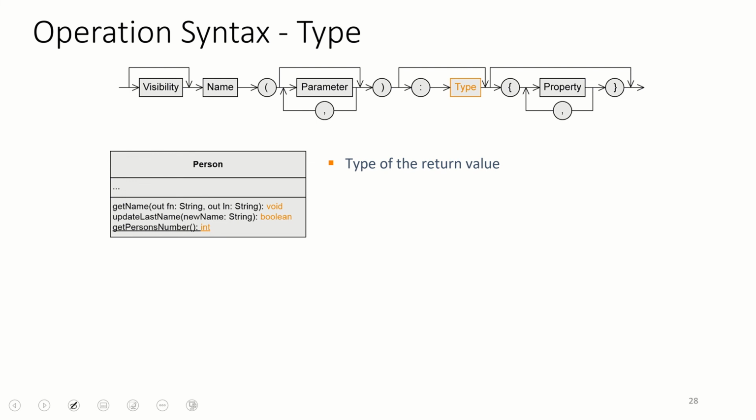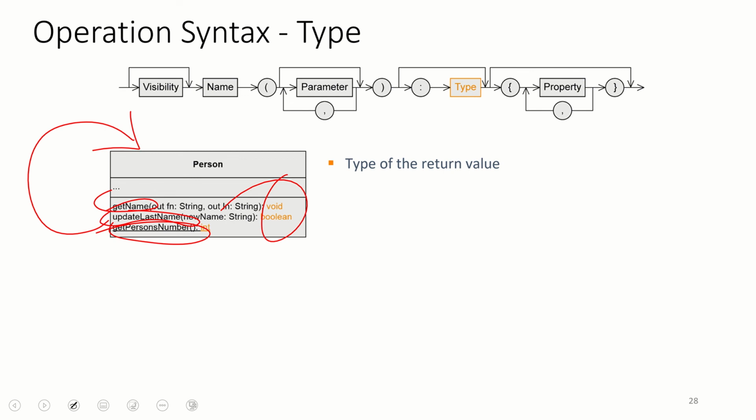Then we go with the operation. The operation, for the most part, is very similar to the attributes we just defined, right? We get a name. You have to follow name rules. You have to have a meaningful name, right? The get name, update last name, get personal number. Those things are easy to understand and highly related to this class person, right?